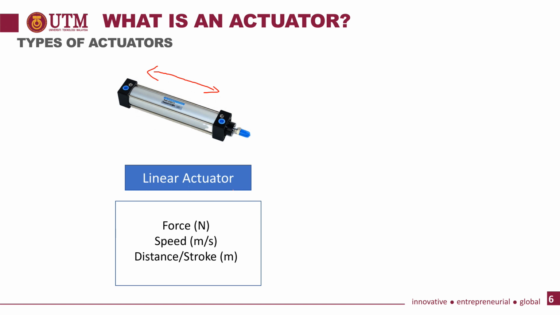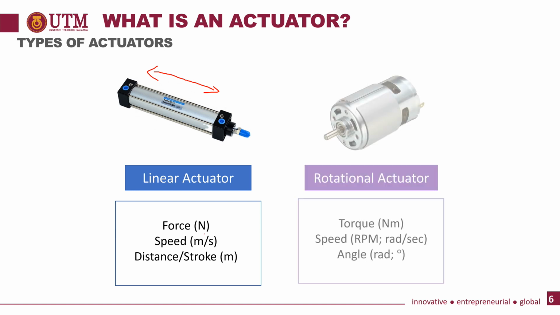So for the linear actuator, usually we use the unit of force in Newton, and the unit of speed in meter per second, because it is linear. Okay, it has the distance. And then we are also using the unit of distance per stroke. Okay, so the distance in every stroke. What is the distance in every stroke? So the units for a linear actuator are meter or Newton. Okay, so that is the linear actuator.